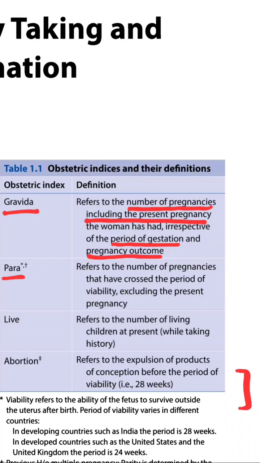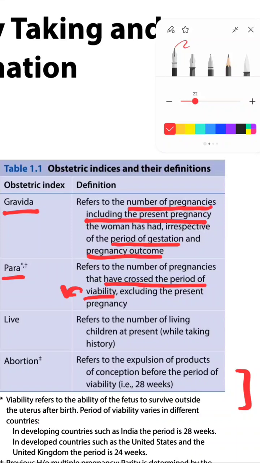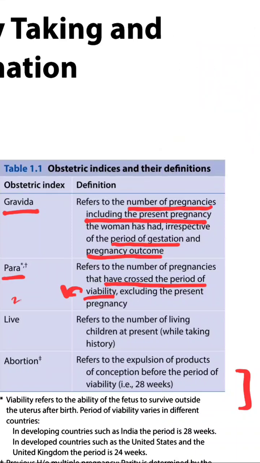Now what is para then? Para also refers to the number of pregnancies, but those that have crossed the period of viability. So generally what is the period of viability, guys? The period of viability is around 28 weeks. So it is the number of pregnancies that have crossed the period of viability, excluding the present pregnancy.